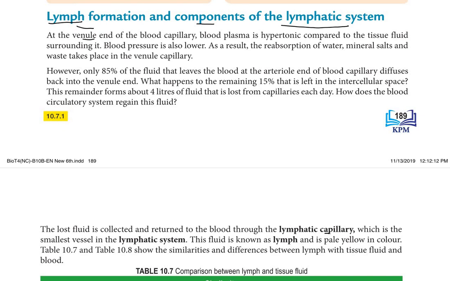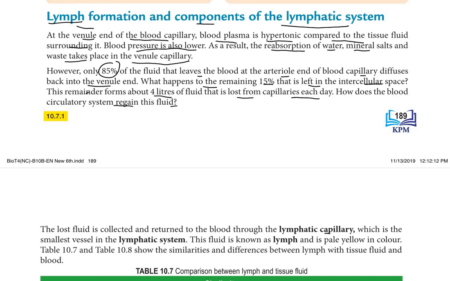At the venule end of the blood capillary, blood plasma is hypertonic compared to the tissue fluid surrounding it. The blood pressure is also lower. As a result, the reabsorption of water, mineral salts, and waste takes place in the venule capillary. However, only 85% of the fluid that leaves the blood at the arterial end of the blood capillary diffuses back into the venule end. What happens to the remaining 15% that is left in the intercellular space? This remainder forms about 4 liters of fluid that is lost from capillaries each day.